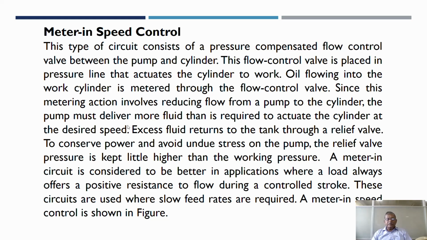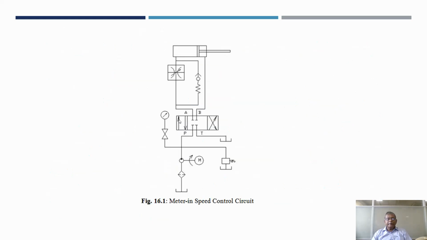The metering circuit is considered to be better in applications where the load always offers positive resistance to flow during the controlled stroke. These circuits are used where slow speed rates are required. A meter-in speed control is shown in the figure.